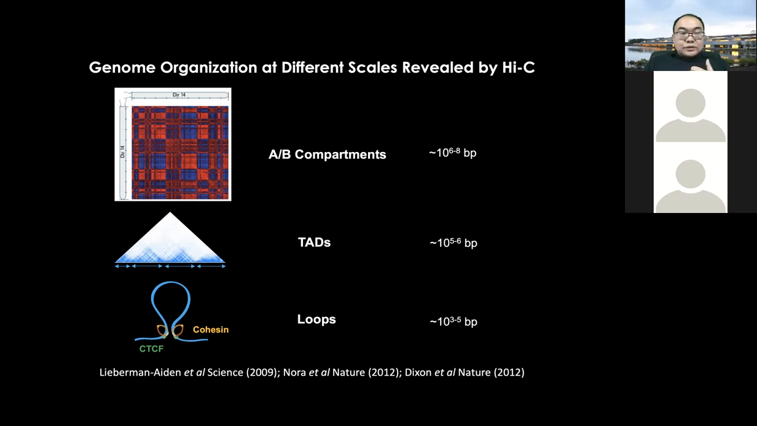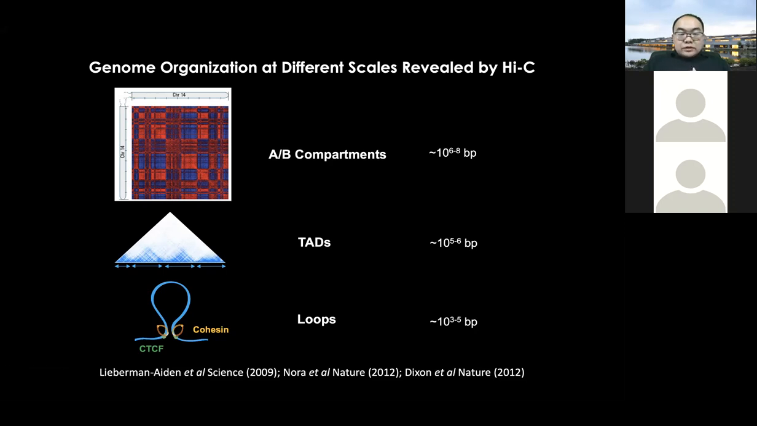Okay. So currently, what people found is this genome organization. Basically, the genome is organized into accessible A and inaccessible B compartments. And these compartments get further partitioned into smaller topologically associated domains, or TADs. Within each TAD, the interaction is protected. However, between neighboring TADs, the interaction is being suppressed.